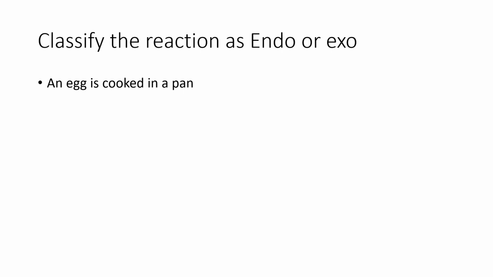Okay, so in order to figure this out, I want you to put yourself in the egg's perspective. So is energy or heat entering the egg or is it leaving the egg? Well, hopefully you understand that energy or heat is going into the egg. Energy is being absorbed into the egg from your cooking surface. So since it's entering or absorbing, the egg is absorbing energy to have that chemical reaction, it's endothermic.